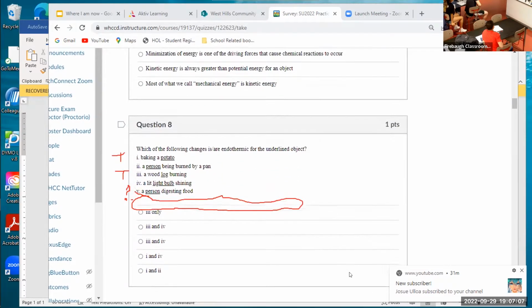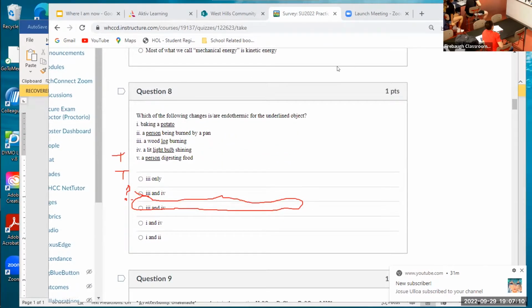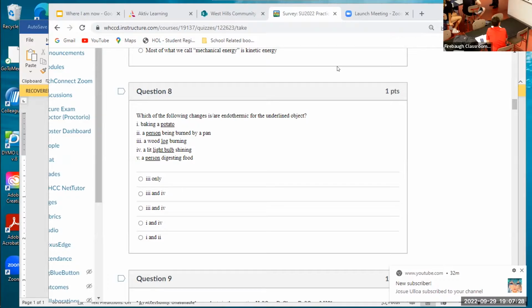This is the one that everybody loves. It says, which of the following changes is or are endothermic for the underlying object? Okay, so baking a potato. Is that going to be endothermic for that potato? If it's being baked, yeah. Heat is going inside, okay? A person being burned by a pan.